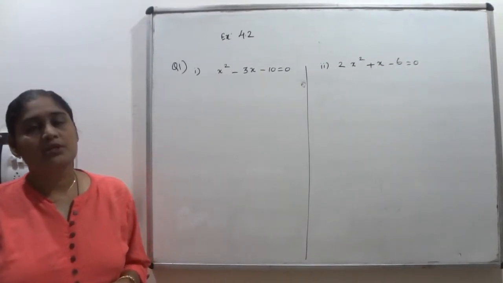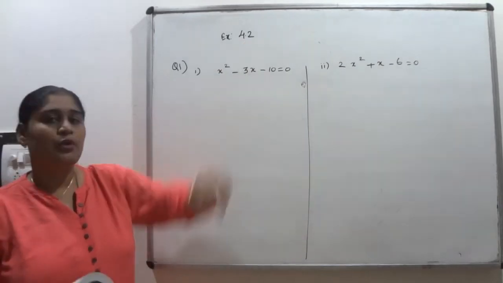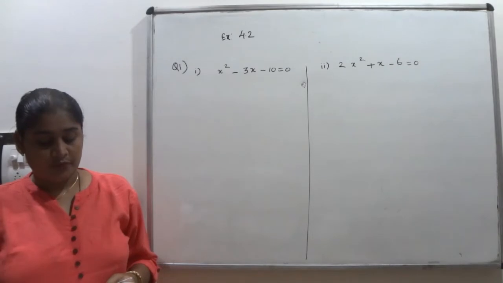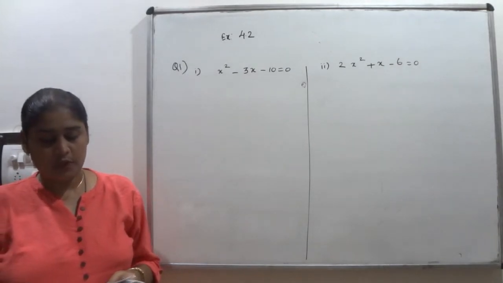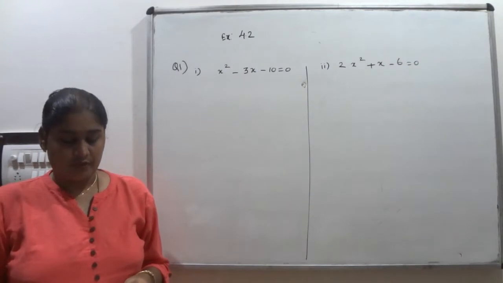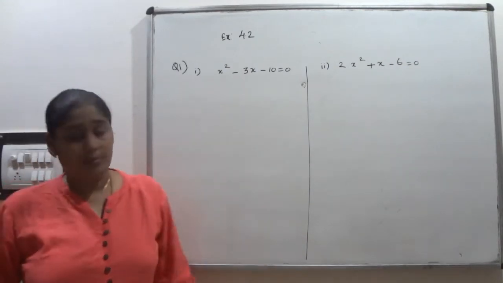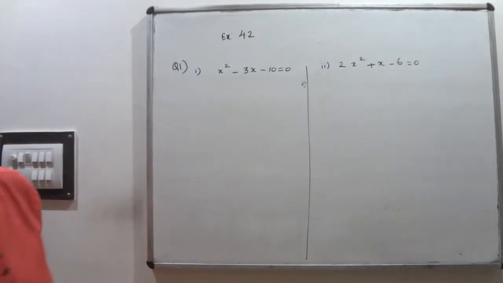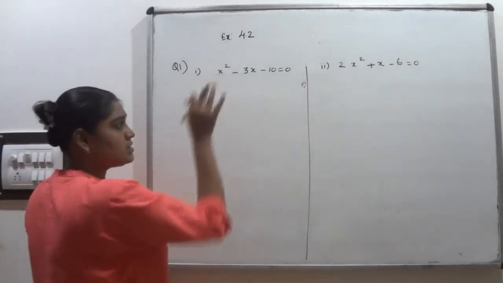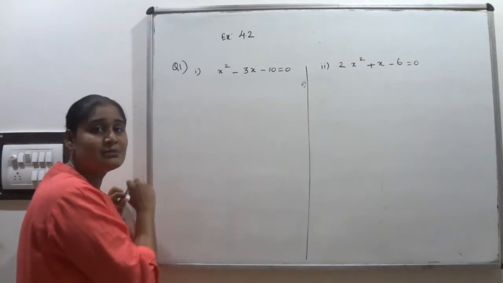Today we are going to discuss exercise 4.2 of class 10th mathematics. Question number 1. Find the roots of the following quadratic equations by factorization. First one, x square minus 3x minus 10 equal to 0. So how am I going to find out the roots of this equation? By the middle term splitting method.